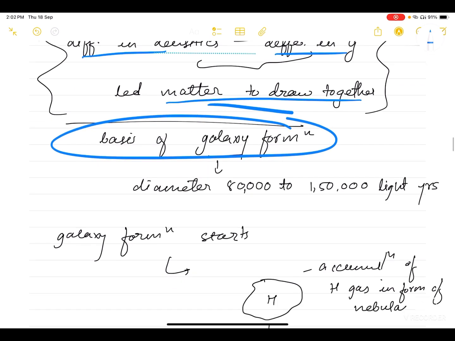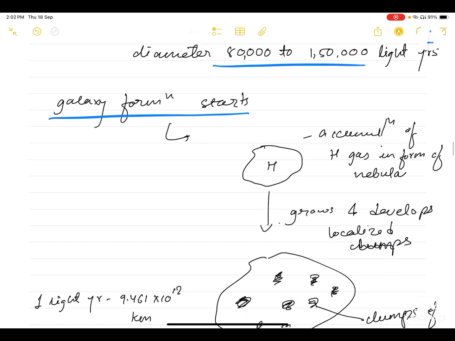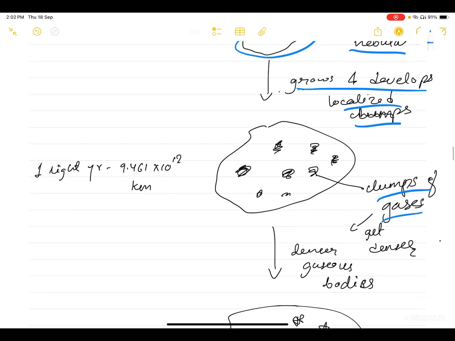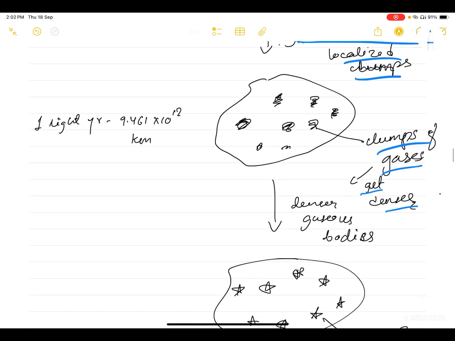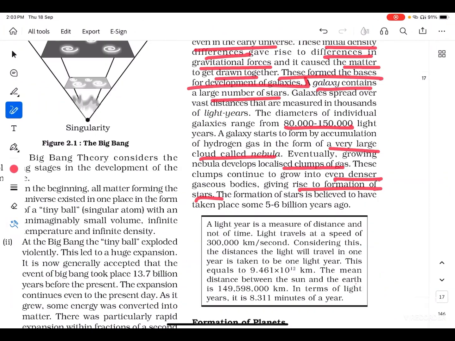Galaxies can have a diameter of 80,000 to 150,000 light years. Now, as galaxy formation starts, there's a cloud that contains hydrogen and helium. It is a nebula. This grows and starts rotating. There are localized clumps of gases. When these clumps of gases get denser and grow into denser gaseous bodies, they form our stars. We can look at the text.